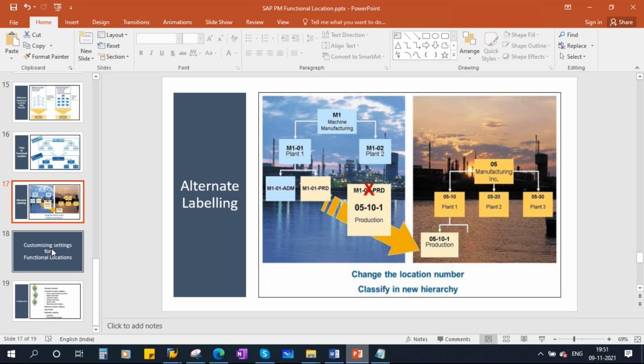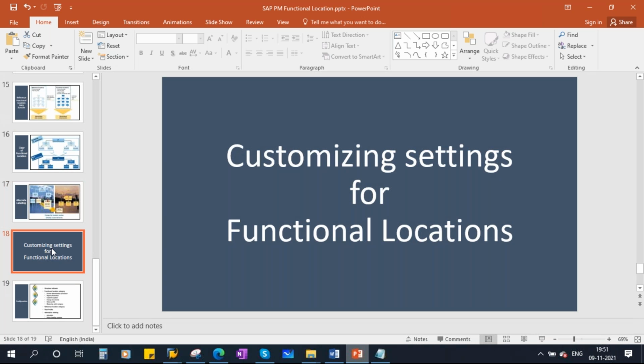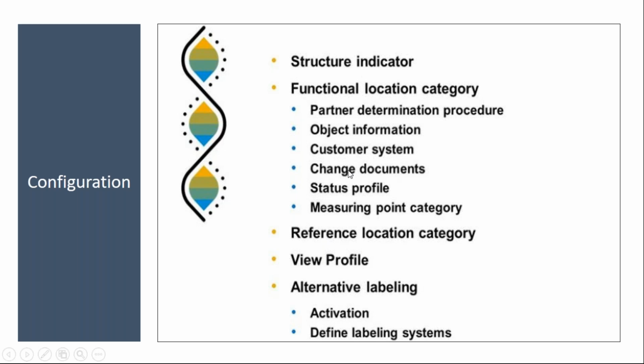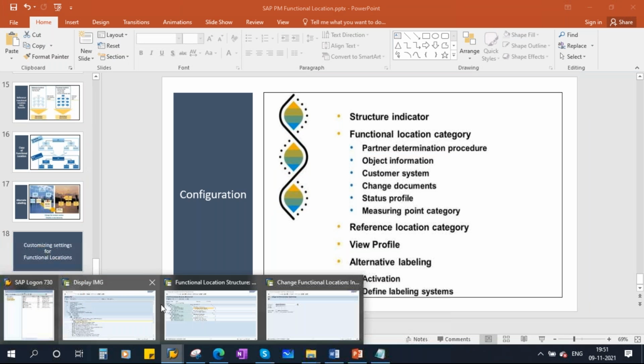Now we will talk about customizing settings for functional location. So we will see the configuration now. In the configuration, the first one is structure indicator. I already showed you how to create a structure indicator. We already covered this in the beginning.